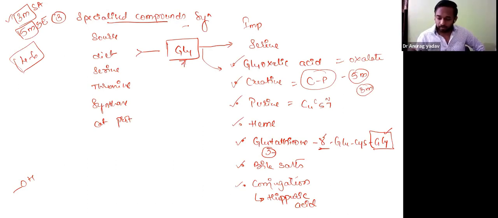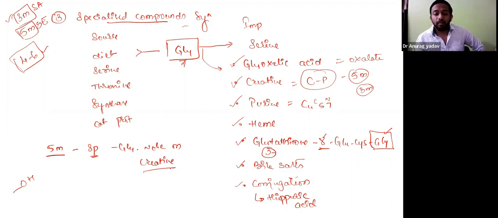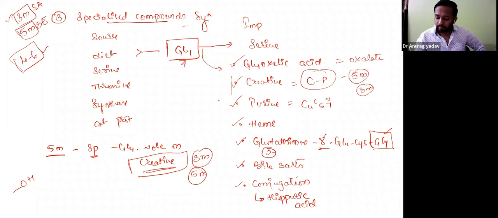Okay. So this is a very important 3-mark question in the exam. They will ask you to write about specialized compounds synthesized from glycine. In that, at least you should be able to write 4 to 6 important compounds. And sometimes if they ask a 5-mark question, they'll ask you to write specialized compounds synthesized from glycine and a note on creatine synthesis. This itself is an important question. This can be a 3-mark question or a 5-mark question. That is this portion.